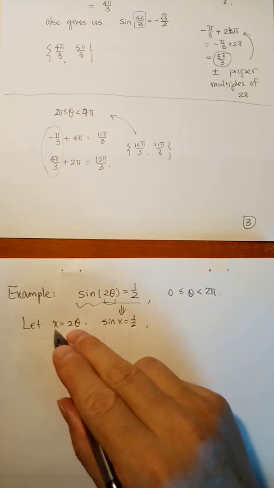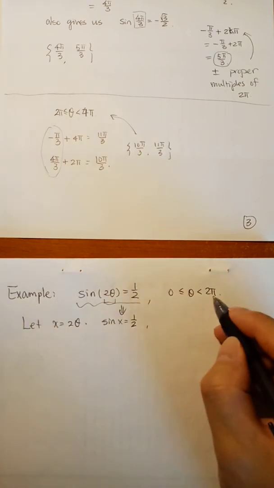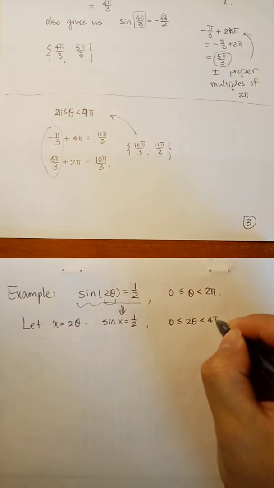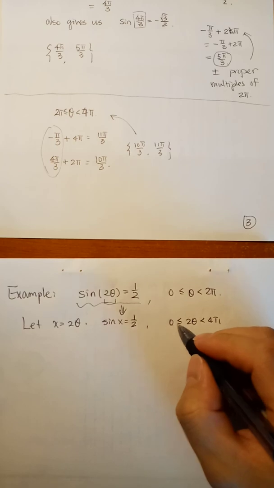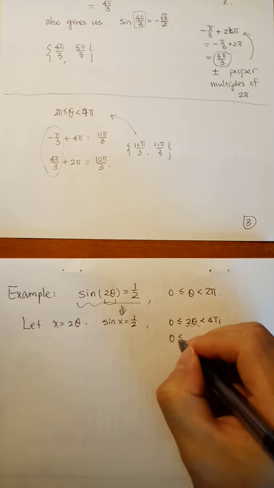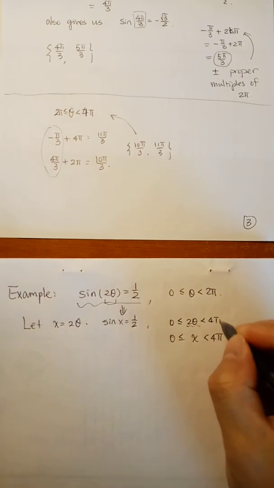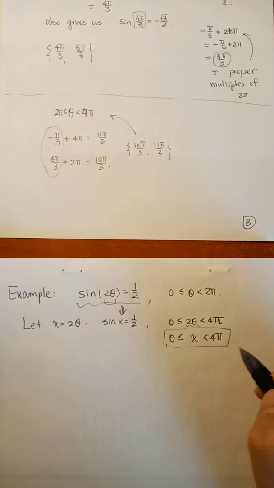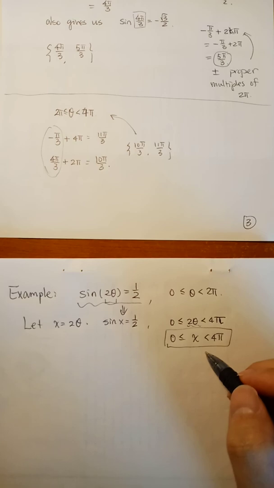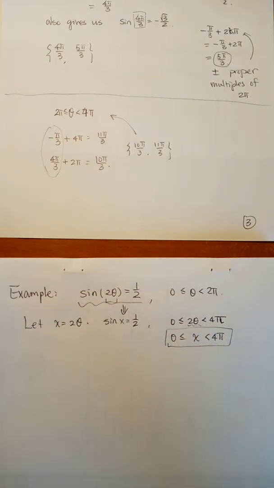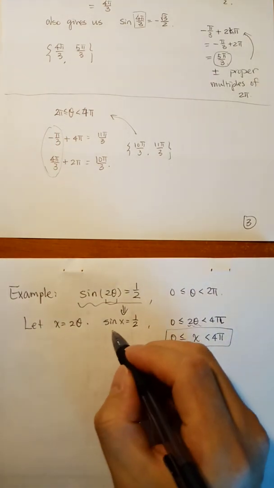What is the range of x? You just multiply this inequality by the number 2. 0 times 2, theta times 2, and 2 pi times 2. And 2 theta is x. So x is between 0 and 4 pi. This is the given domain. X is between 0 and 4 pi. It covers 2 periods. You see here, this is 4 pi. It covers 2 periods.